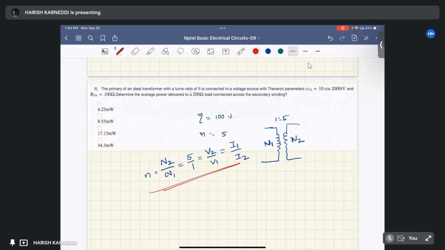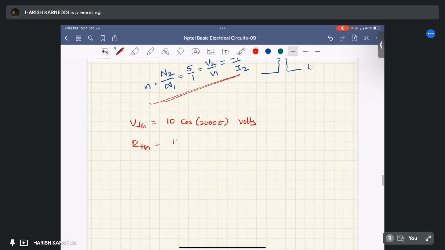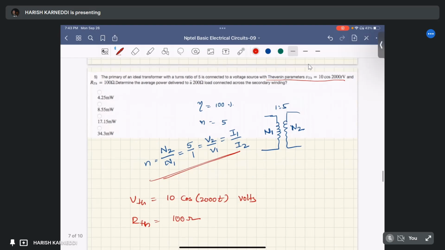And connected is a voltage source with Thevenin's parameters VTH equal to 10 cos 2000t volts. Is there any angle? No. Volts is the applied VTH. And what about the RTH? RTH equal to 100 ohm. Determine the average power delivered to the 200 ohm resistor, that is the load connected across the secondary windings.